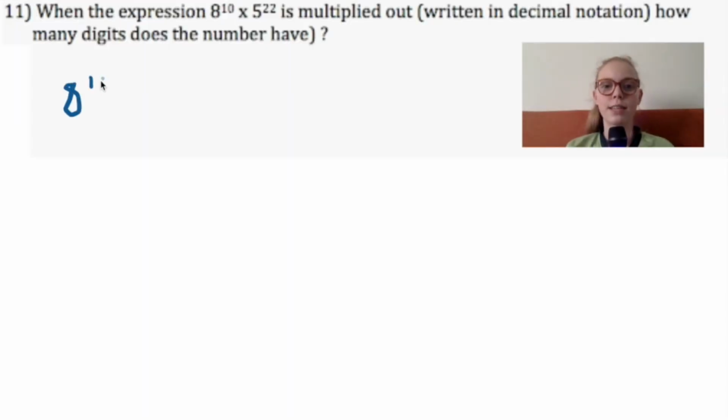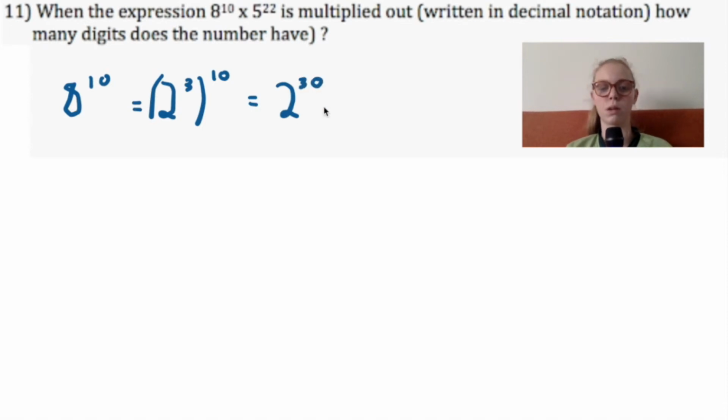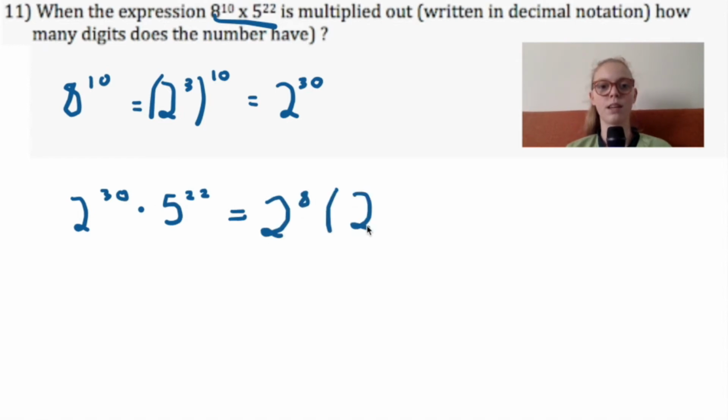So 8 to the 10th power is going to be the same as 2 cubed to the 10th power, because 8 is just 2 cubed. Now I multiply those two exponents together, and we get 2 to the 30th power. Now we have 2 to the 30th power times 5 to the 22nd power. So we have 2 to the 8th power times 2 to the 22nd power times 5 to the 22nd power. Now 2 to the 22nd power times 5 to the 22nd power is just 10 to the 22nd power. So we have 2 to the 8th power times 10 to the 22nd power.